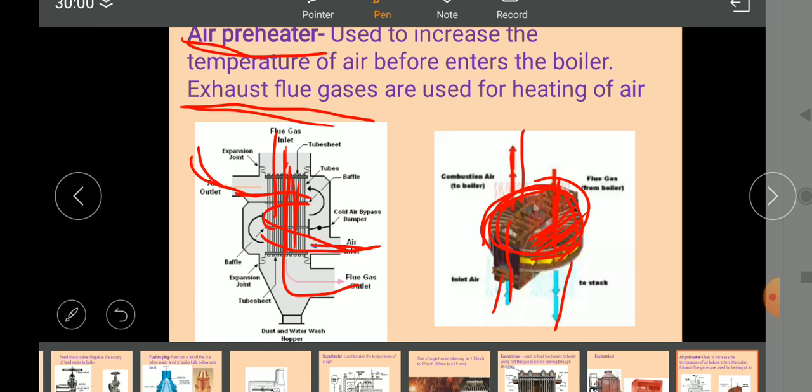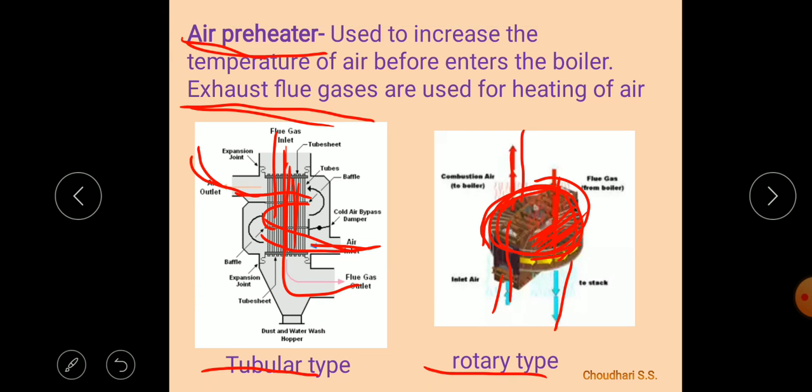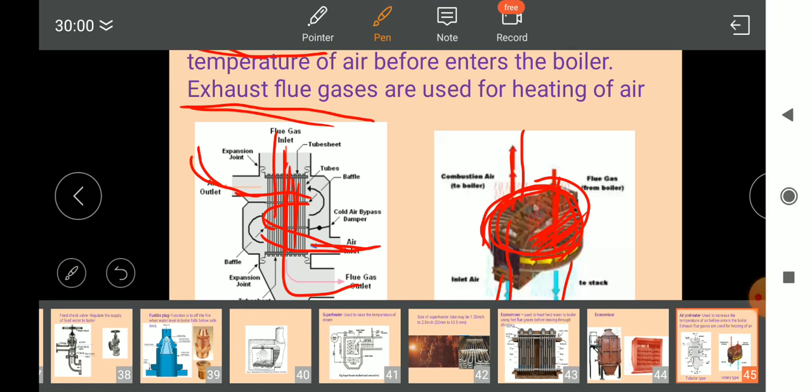These are the mountings and accessories we have considered. In the next class, we will see the efficiency calculations of the boilers.